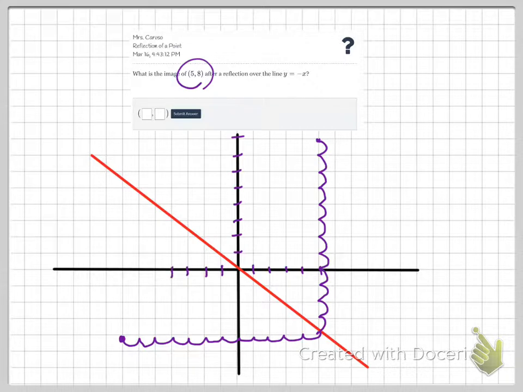1, 2, 3, 4, 5, 6, 7. It should not be at 7. So I already realize I did some counting wrong. So let me go back and double check. 1, 2, 3, 4, 5. I did plot 5 right. 1, 2, 3, 4, 5, 6, 7, 8. I plotted 8 right. Did I count wrong? I counted 12 spaces each way, and I didn't count anything wrong either. 1, 2, 3, 4, 5, 6, 7.